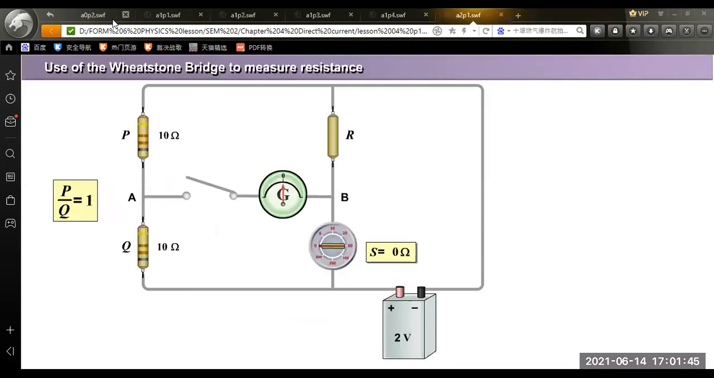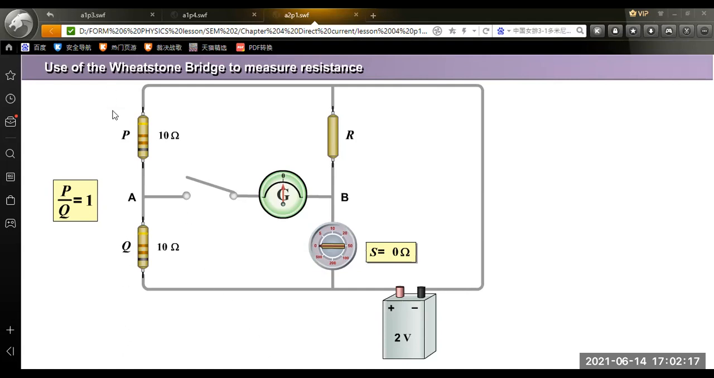Now, ladies and gentlemen, we observe the next diagram. For example, now we have 2 known resistors. Another one is an adjustable resistor. This means that the resistance can be changed, for example a rheostat and so on. R will be the unknown resistor.